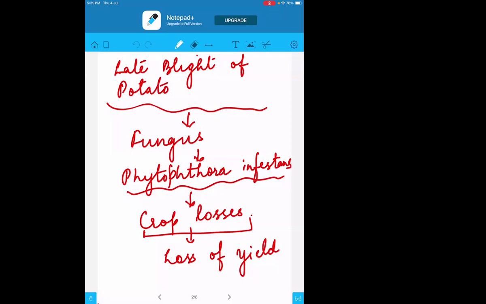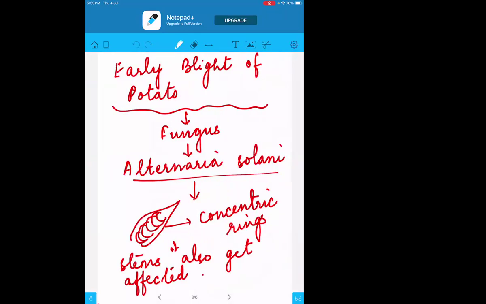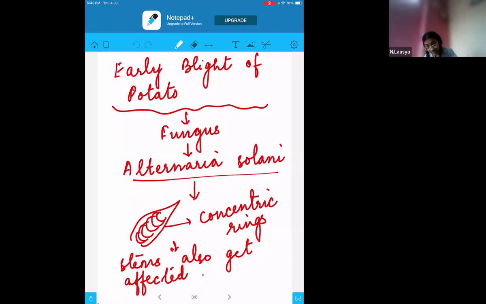Ma'am, what is the word after Phytophthora? Infestans. Okay, ma'am. The next slide is early blight of potato. Yes, early blight of potato. Done, children, with this page? Ma'am, 1 minute. 2 minutes. Okay.